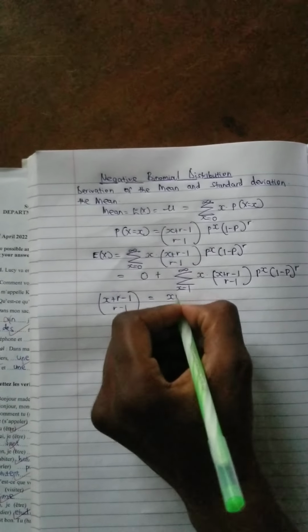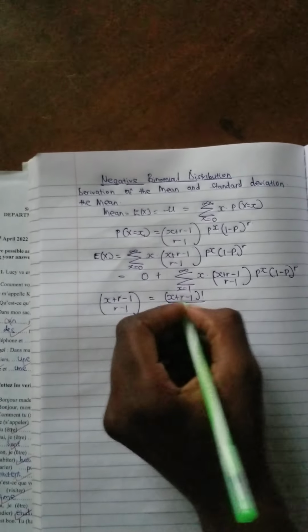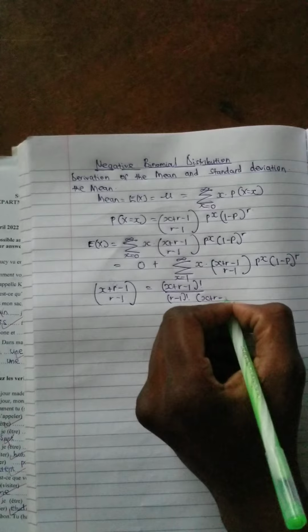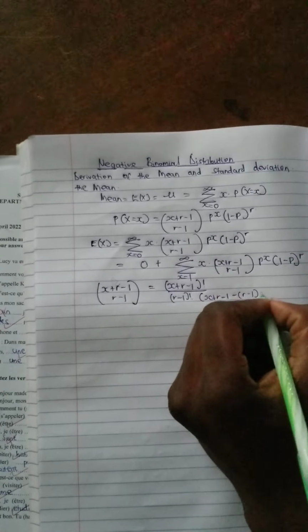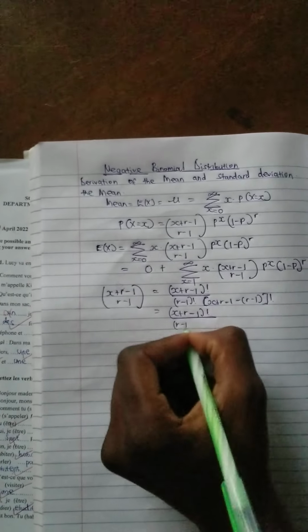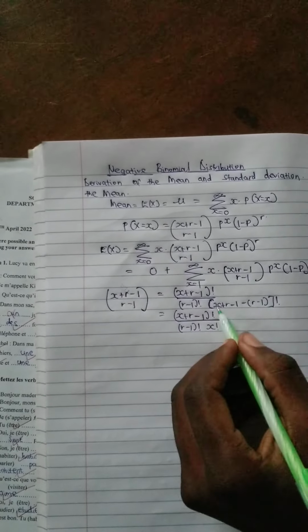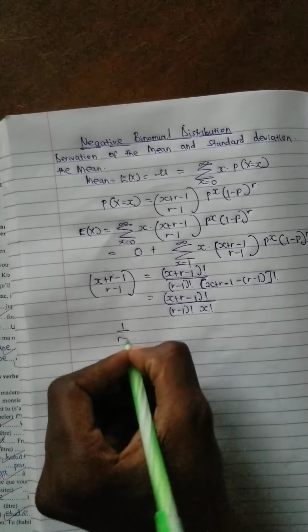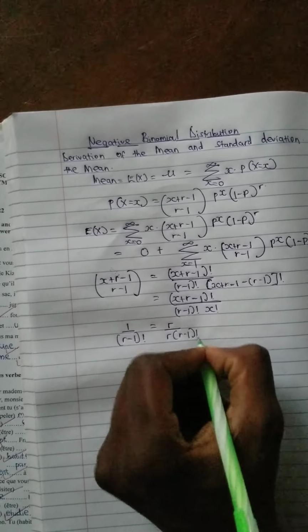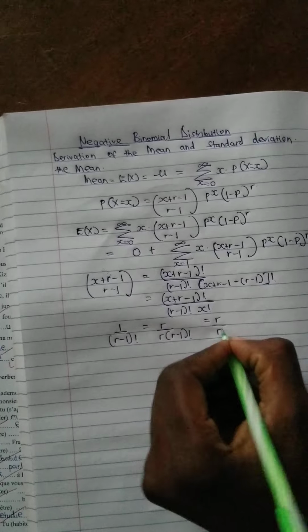It is the same as (x plus r minus 1) factorial over (r minus 1) factorial times (x plus r minus 1 minus (r minus 1)) factorial, all in curly brackets. So this is the same as (x plus r minus 1) factorial over (r minus 1) factorial times x factorial, because when you substitute in, the r goes and also the 1 goes. We also need a simpler version of r factorial, which is r times (r minus 1) factorial, so (r minus 1) factorial is r factorial over r.